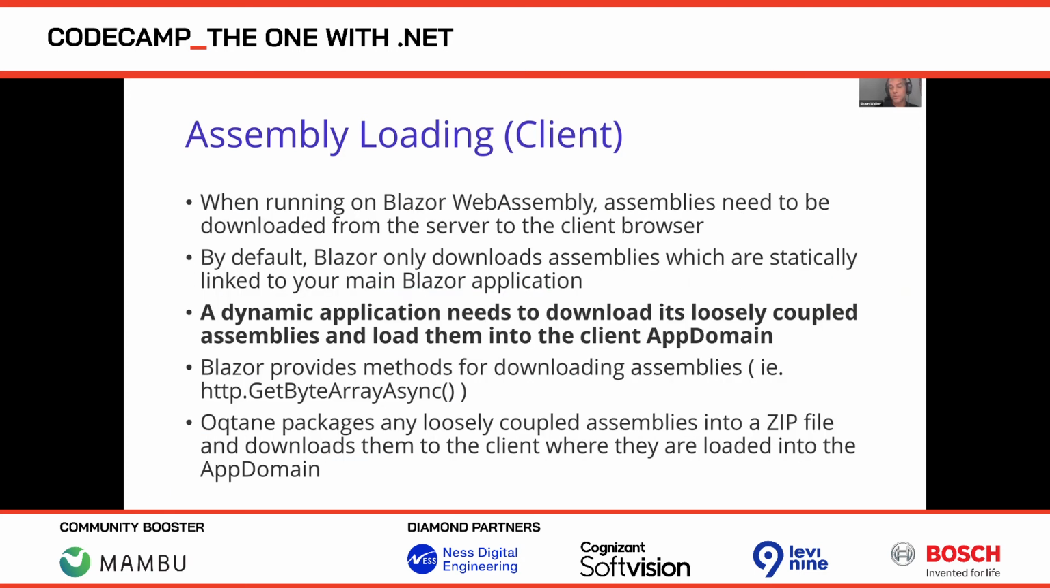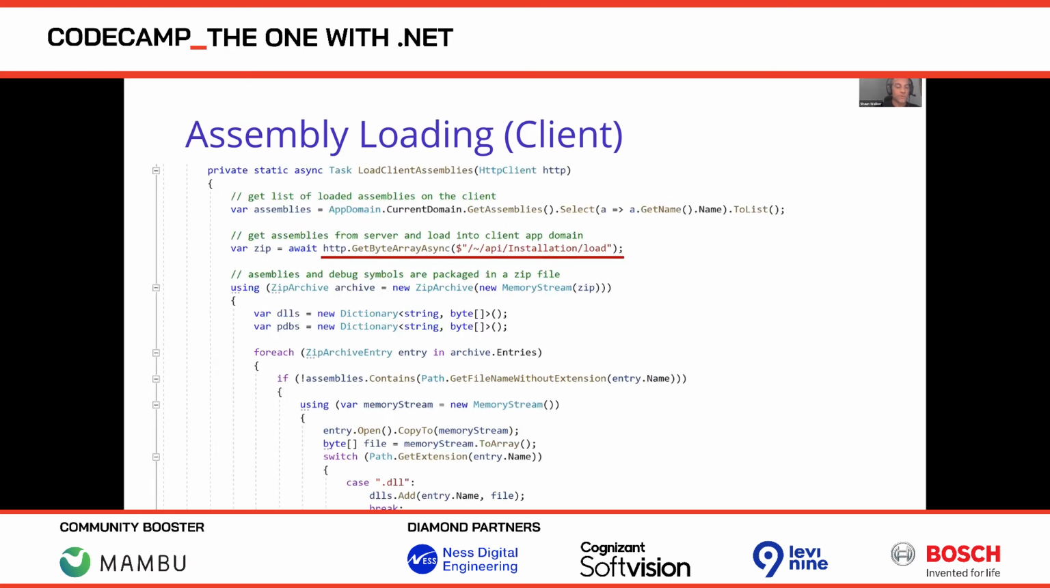Assembly loading on the client. When you're running on WebAssembly, it's relying on static linking to figure out which assemblies need to be downloaded to the browser. Well, in a dynamic application, that's not going to work. So the dynamic application framework needs to figure out which assemblies need to be downloaded to the browser, do that manually, and then load them into the app domain as well. There are methods, again, that are provided by Microsoft to do this. It's the same methods that they use internally for getting Blazor WebAssembly up and running, but you have to take advantage of those as well if you need to load additional assemblies into the browser. Octane takes advantage of this as well.